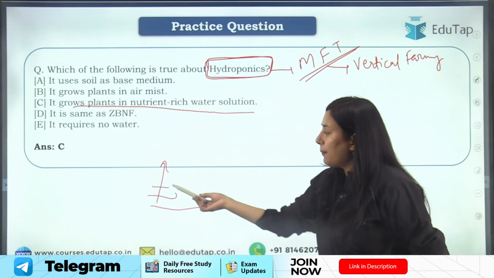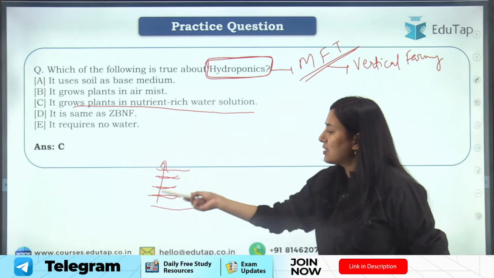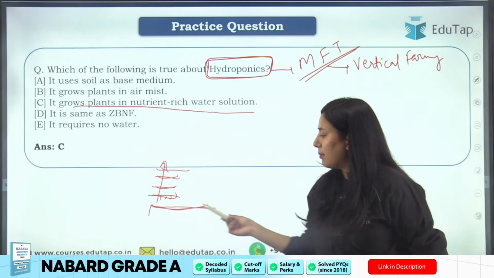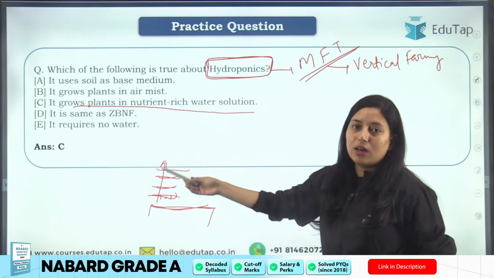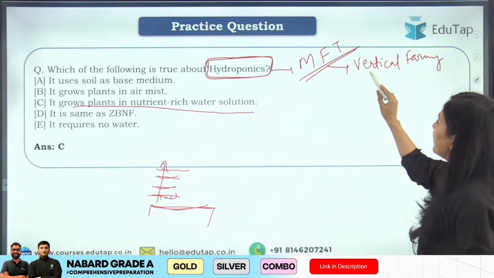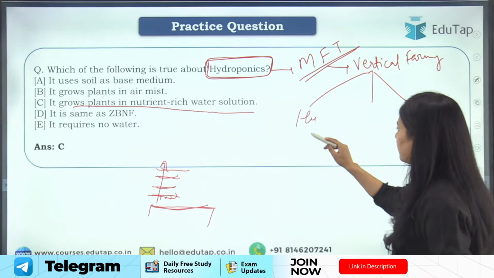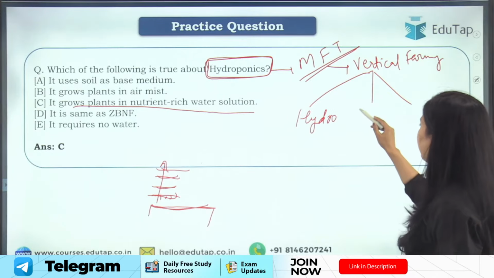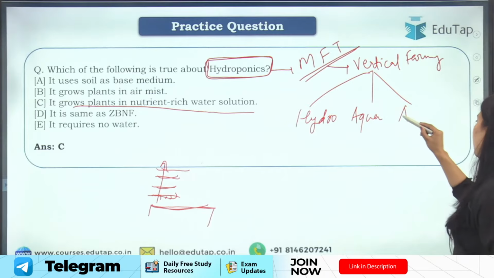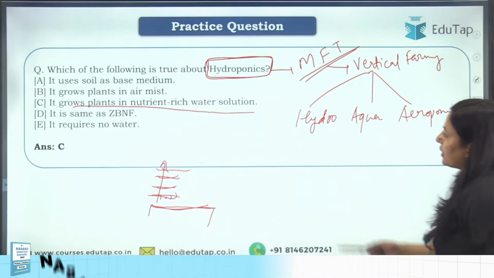So here the crop is grown in stacks. Basically the stacks are made and over these stacks crops are grown. So you can see on the same amount of land we can get more production. Okay? So that is the concept of vertical farming. Now under vertical farming there are different types of farming. First we have hydroponics. Okay? Then we have aquaponics. Also we have aeroponics. Okay, so what is hydroponics?